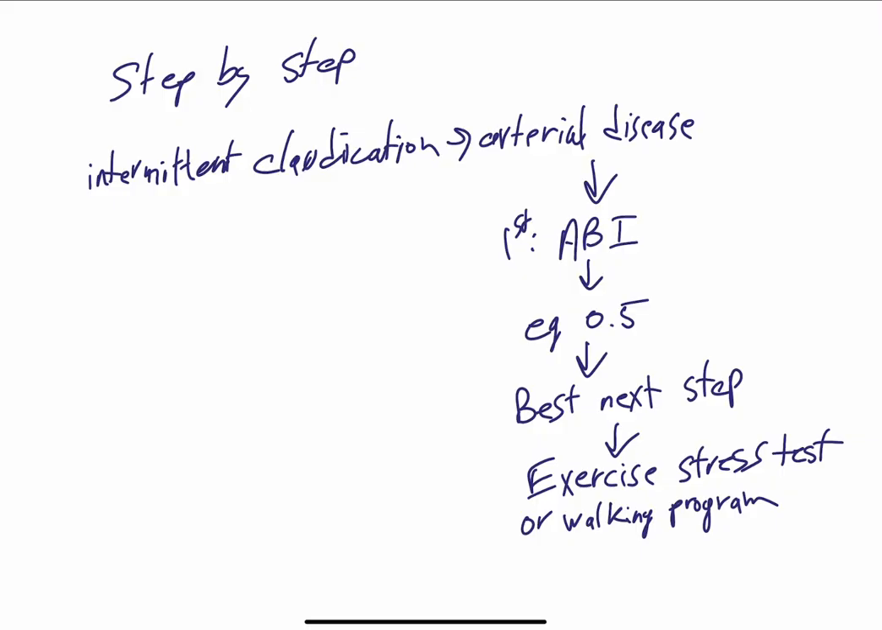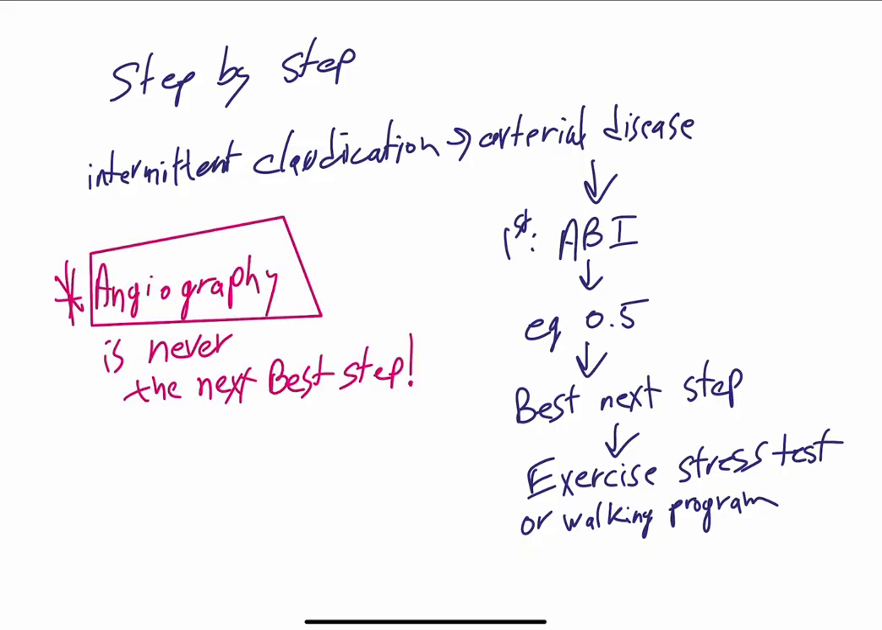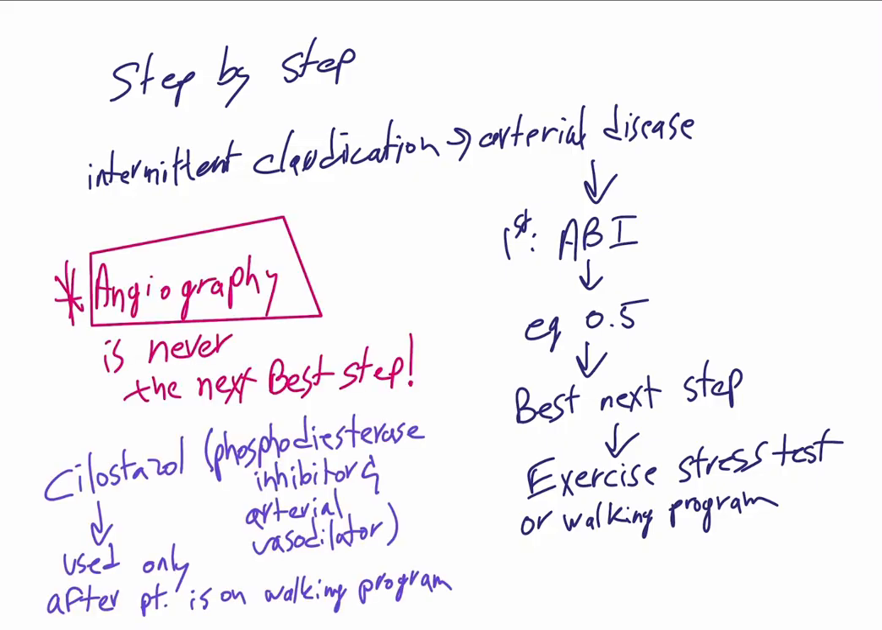Now, exercise stress test will be the next best step at least half the time. If it's not there, look for the walking program or exercise prescription. Also, cilostazol, a phosphodiesterase inhibitor and arterial vasodilator, can be used only after the patient is already on a walking program. Don't choose this as initial therapy. If they give you a patient who's already on a walking program yet still suffering and ask which drug could help alleviate his symptoms, cilostazol is correct.